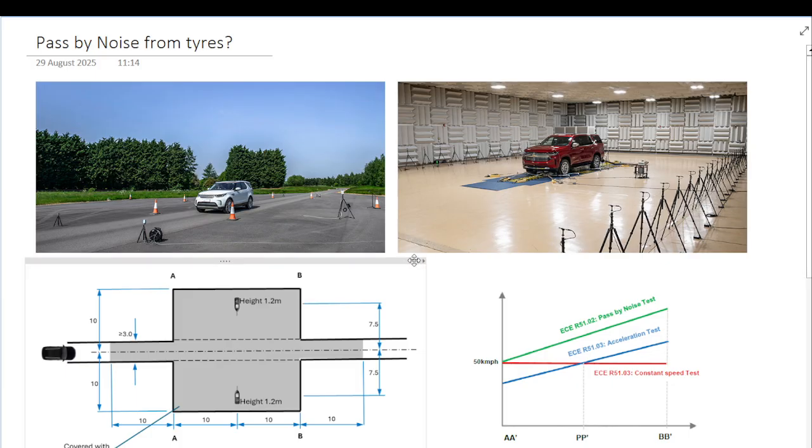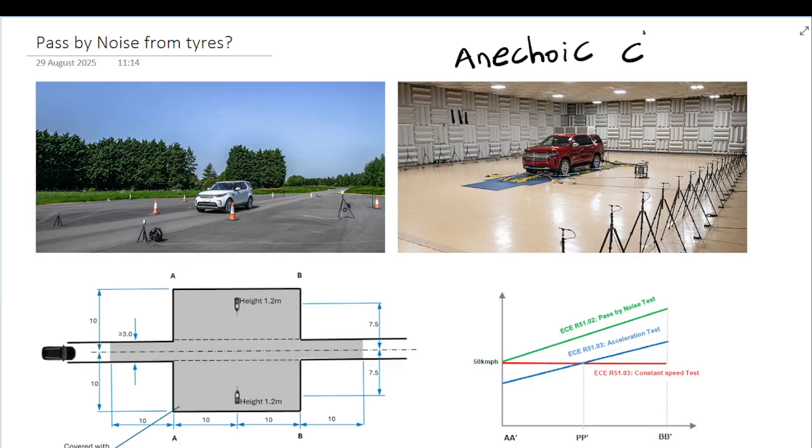So typically, there are two ways industries can clear this test or get this homologated. One is outdoor track testing, another is indoor room testing, like an anechoic chamber. That's what we call this chamber, where you have sound absorbing materials on the side. So you can see these. These are called wedges, and these wedges absorb any sound in the ambient, and this is called an anechoic chamber.